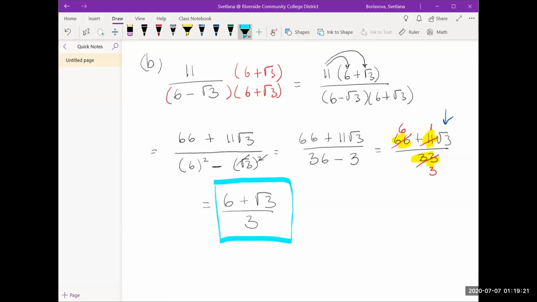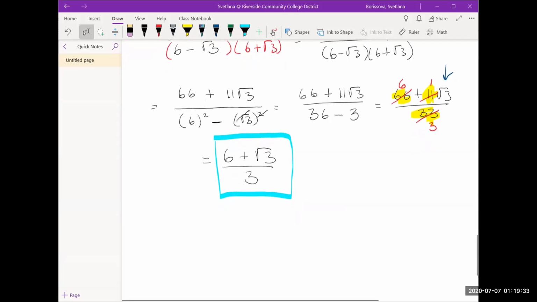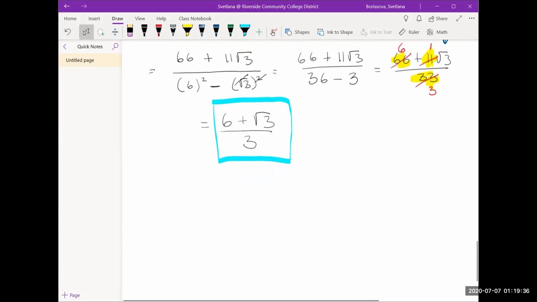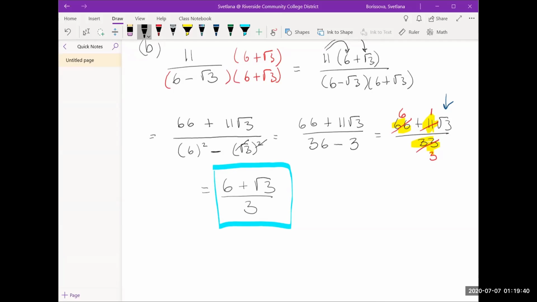We can't really do anything. Well, we can split it up into 2 fractions, but if we keep it all as 1 fraction, then there's nothing else we can do. And that's the perfect looking final answer. So do you have any questions about this example and how we simplified it?